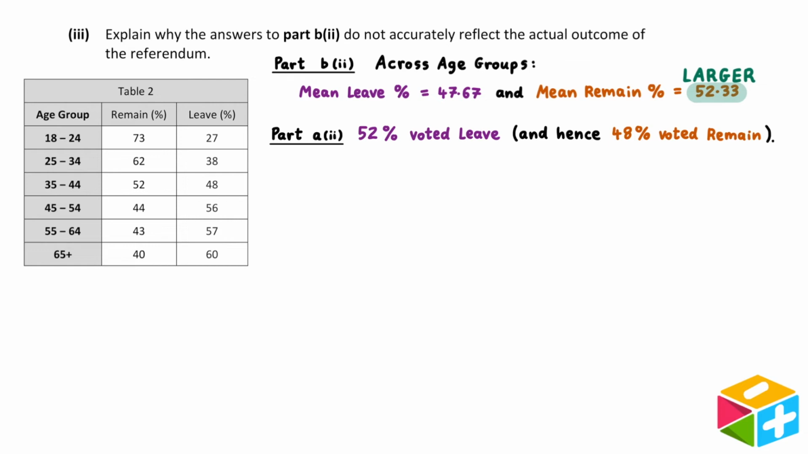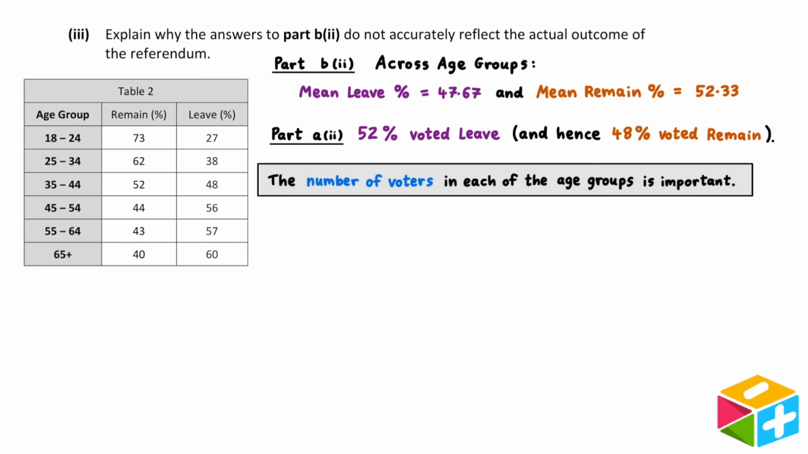However, in Part AII, we showed that overall 52% of people voted to leave, and hence 48% of people voted to remain. So overall, the leave percentage was larger than the remain percentage. The question is essentially asking us why these two things aren't in sync. In other words, why is it the case that when we look across age groups, the mean remain percentage is higher, but when we look at things overall, the leave percentage is higher?